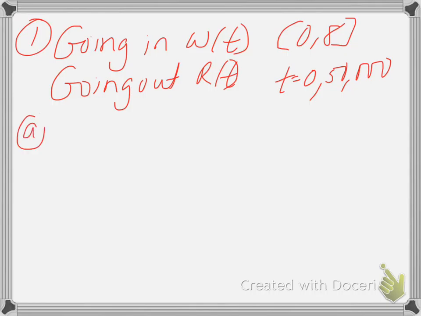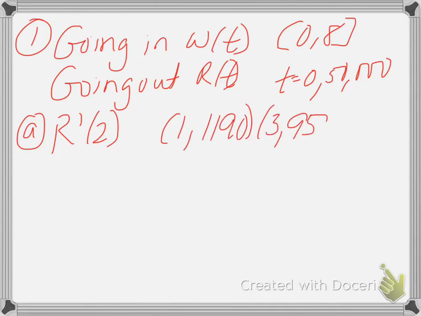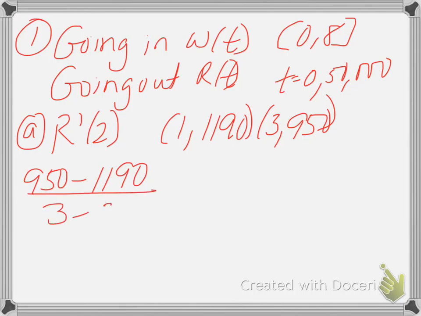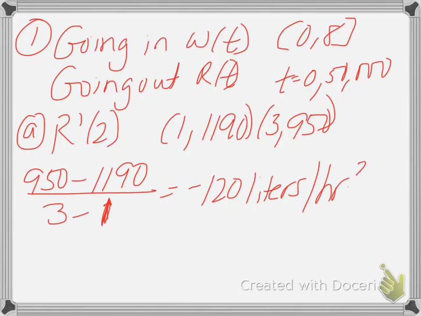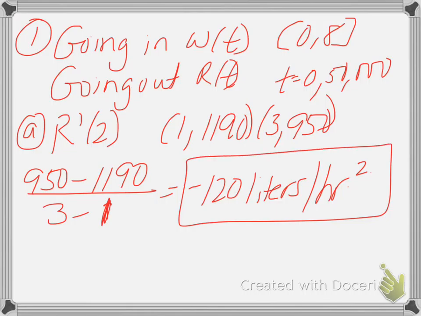Okay, so for part A, it's asking you to estimate R prime of 2, which means you want the slope at 2. So you're going to use the points on either side of 2, which would be 1 and 3. And then you're just going to do y2 minus y1 over x2 minus x1, and you should get negative 120 liters per hour. And because it's the derivative, it should be squared, but I don't think you'll lose any points if you get the squared. Okay, so that's part A.